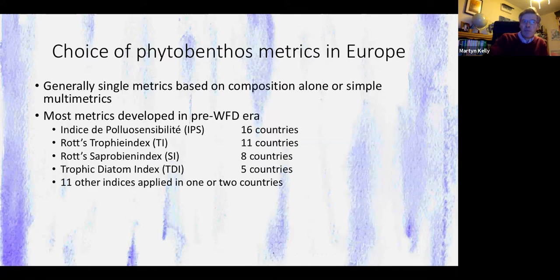Also, most of the metrics that we're using were developed before the Water Framework Directive. The IPS is particularly popular, used in more than half the countries. It's two metrics developed by Eugen Rott's group in the early 90s, quite widely used. They're often bundled together as a simple multi-metric. The TDI, which I developed in the UK, is used in 5 countries, and 11 other indices are used in 1 or 2 countries.